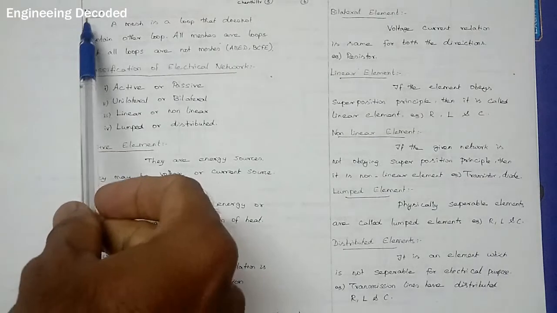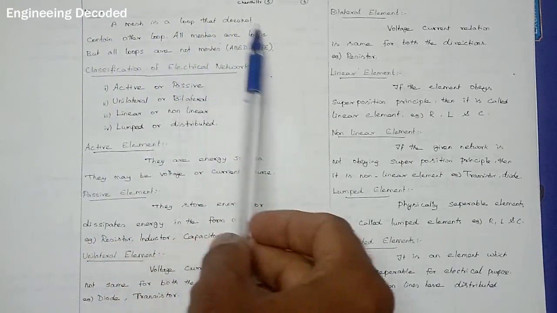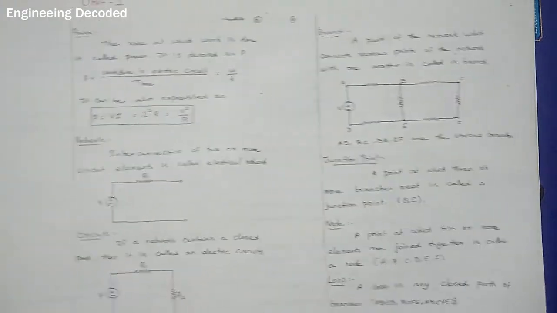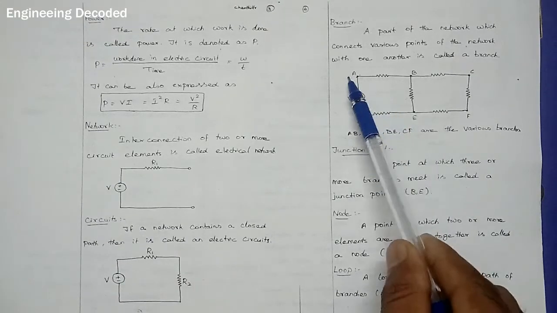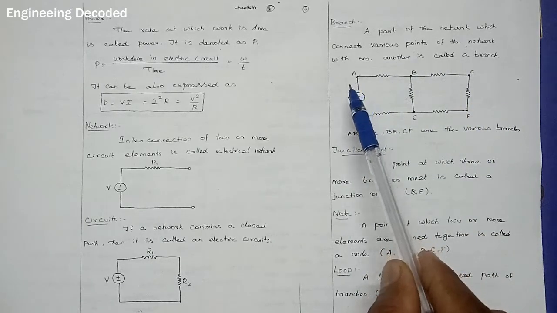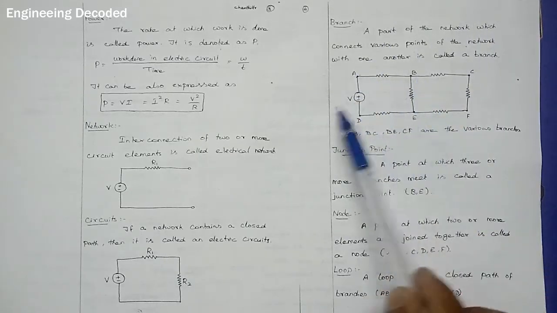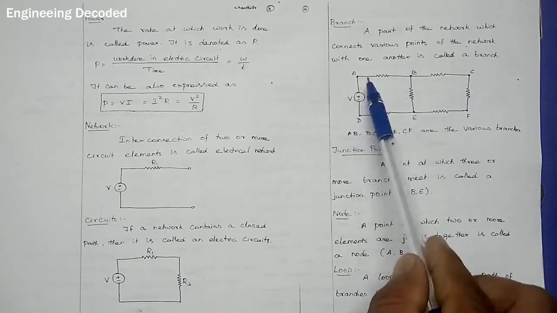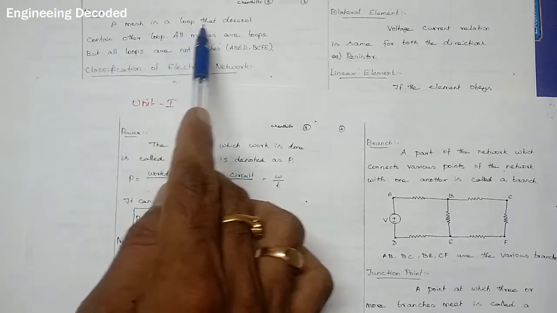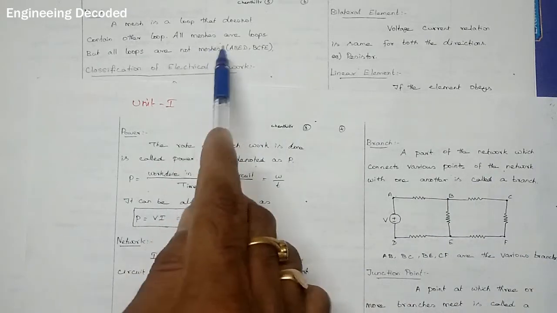Next one, we have mesh. A mesh is a loop that does not contain another loop. All meshes are loops, but all loops are not meshes. So here we have seen this is a loop, this is a loop, and the whole thing is another loop. Mesh means a mesh should not contain another loop. So this is a mesh and this is a mesh. You should not take the entire thing. You can see here, a mesh is a loop that does not contain another loop. Only this and this forms a mesh.